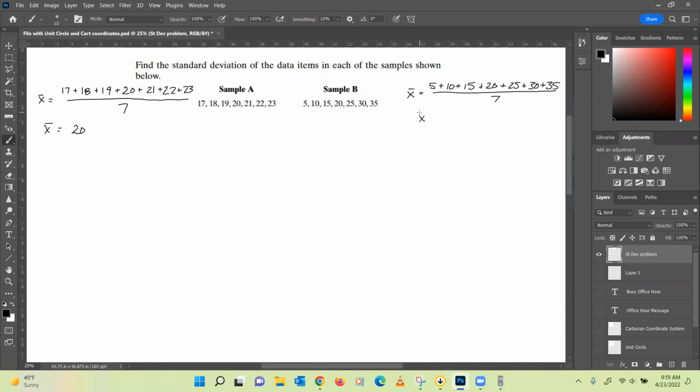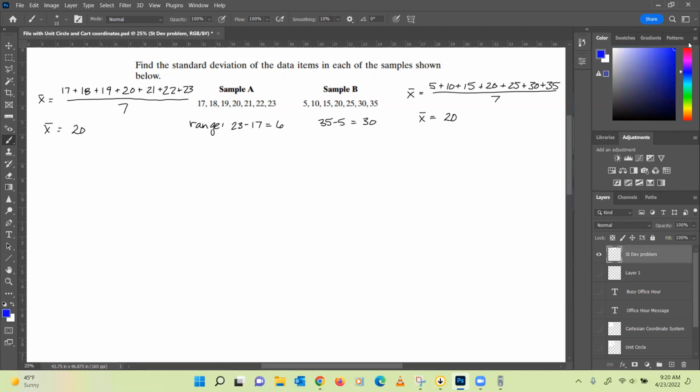And when we do that sum and then division, we also get 20. So these two data sets have the exact same mean. And that's why hearing, oh, the mean is 20, only tells you so much. If we look, for example, at the range of these two, we'll take the largest item and subtract from it the smallest item. And we see we have a range of 6 for sample A. And for sample B, we have a range of 30. And that tells us right there that we have quite a difference in our data sets.